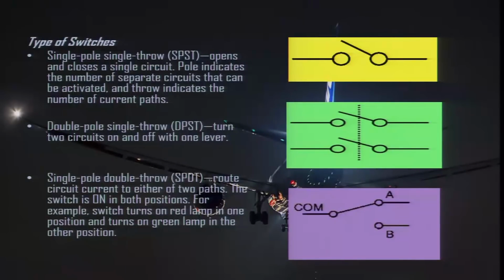Single pole, double throw will route circuit current to either of the two paths. The switch is on in both positions. For example, the switch turns on a red lamp in one position and turns on a green lamp in the other position. So, in the bottom diagram you can see this is a single pole, double throw. This will route circuit current to either of the two paths. The switch is on in both positions.